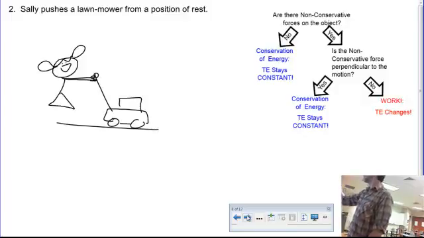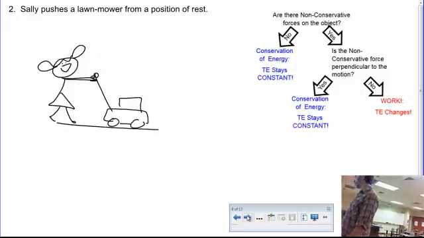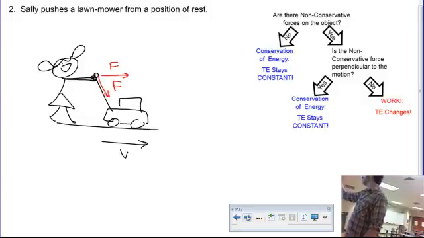So here's Sally. The idea is she's going to be pushing the lawnmower. The velocity of the lawnmower is going to be this way. And her force, I'm not sure exactly what direction her force is. Maybe she's pushing perfectly horizontally. Maybe she's pushing down the handle. But she's definitely not pushing straight down.